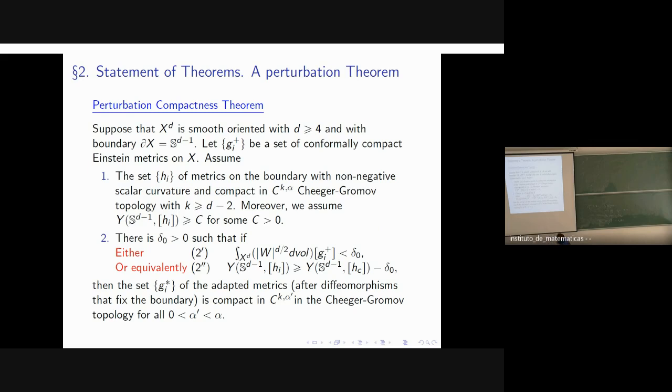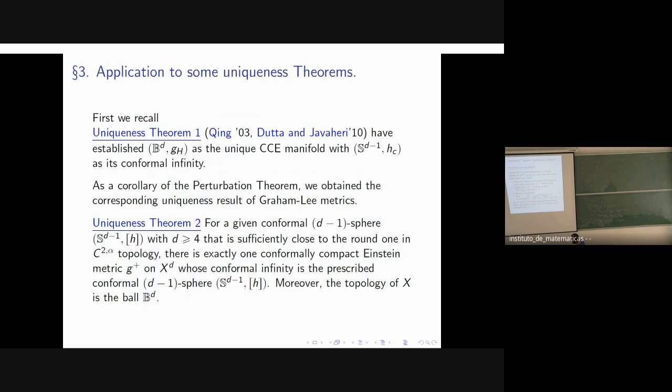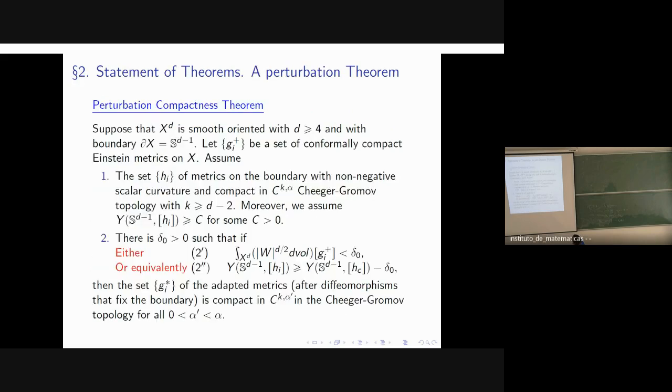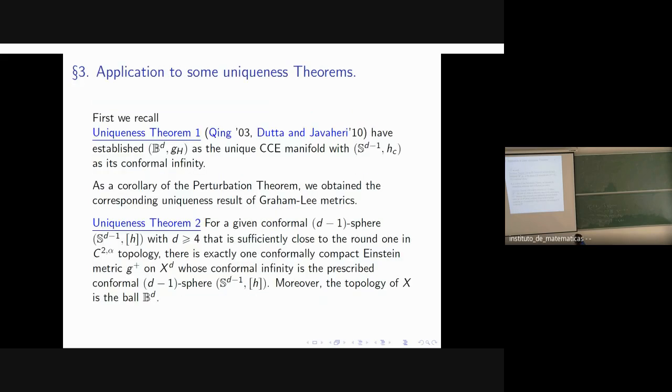So that's the first perturbation compactness result, which I will explain more later. The second is existence. Okay, that's a perturbation compactness result. And there is some application of this perturbation compactness result, let me say that. And there's a uniqueness result.